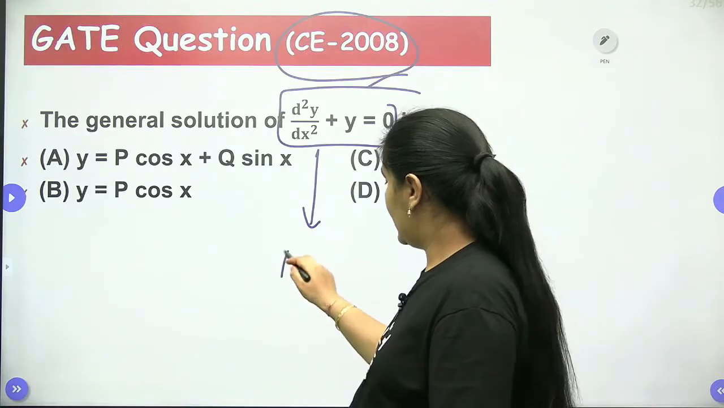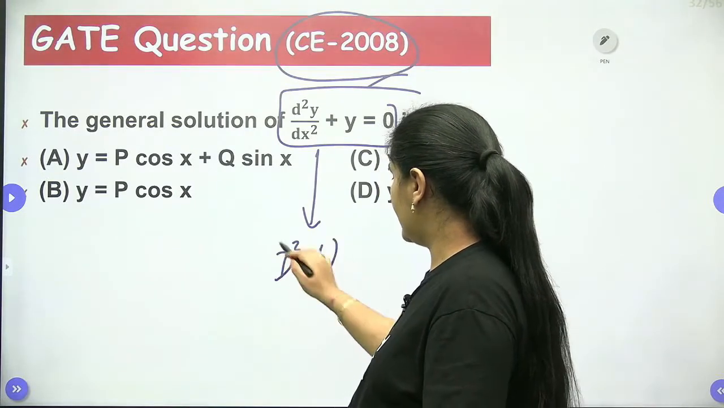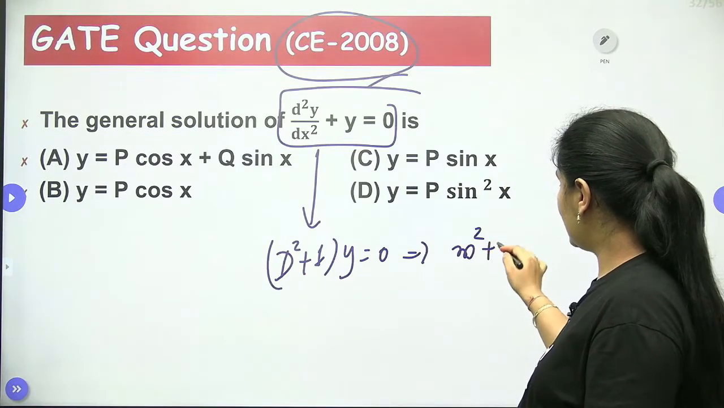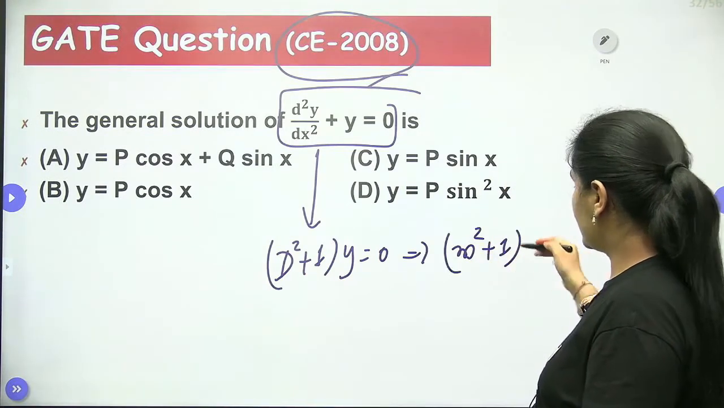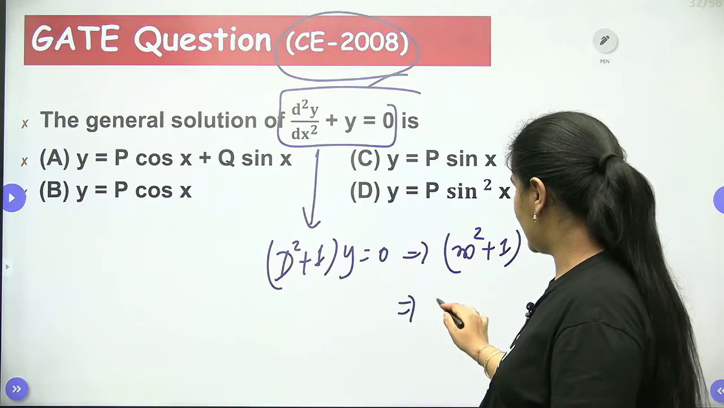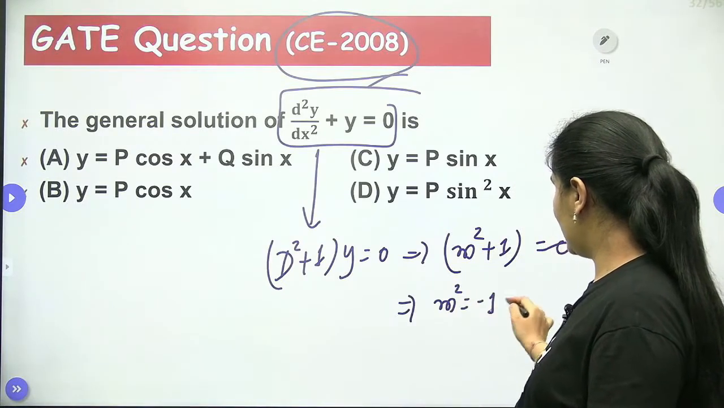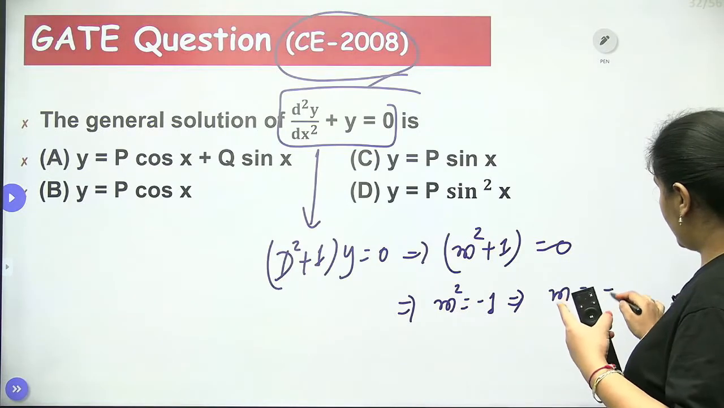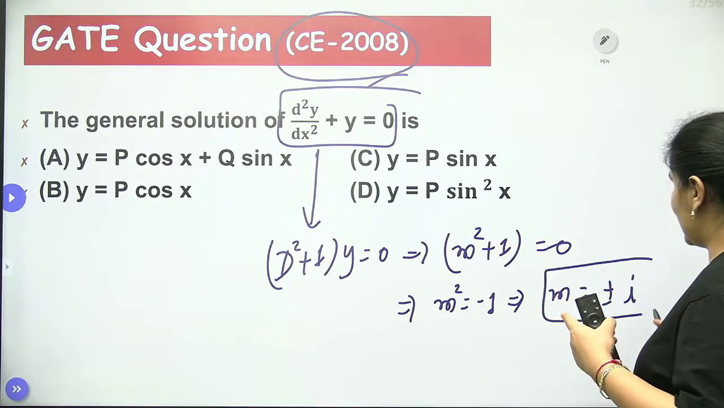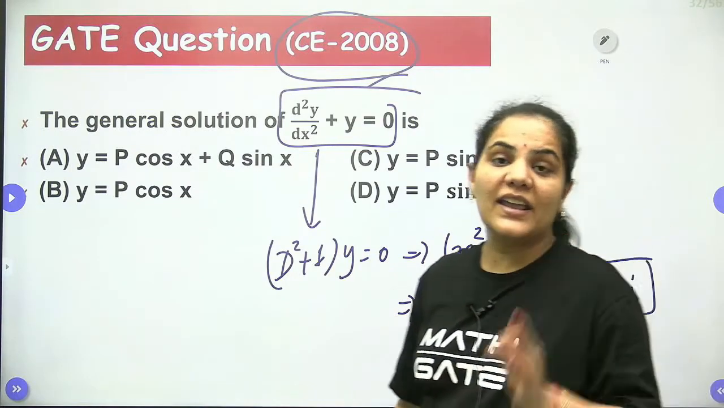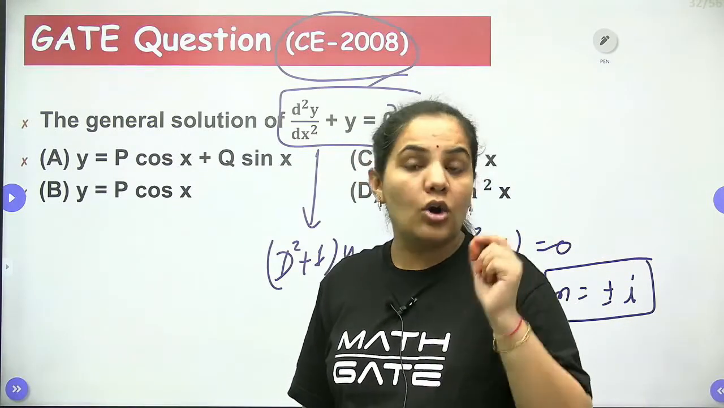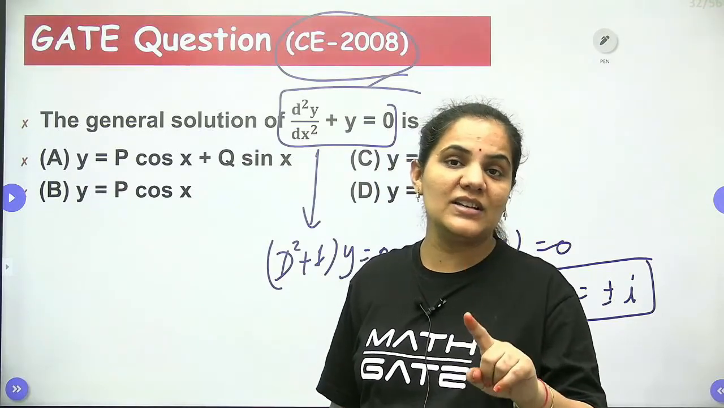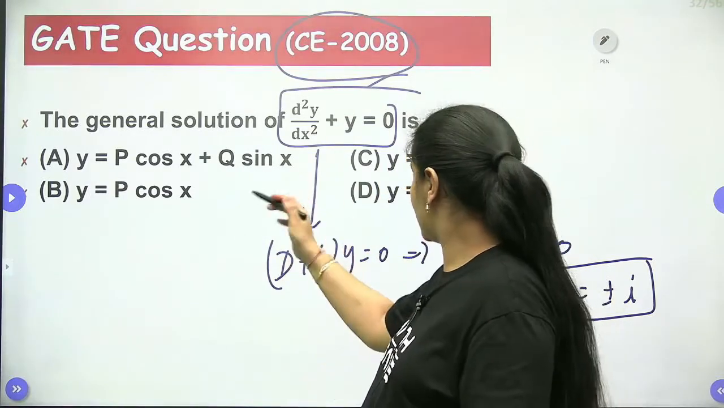So it can be written as d square plus 1 y is equal to 0. It can be written as m square plus 1 is equal to 0, which is the auxiliary equation. So m square equals minus 1. It can be m is equal to plus minus iota. It means again we have a complex root. Whenever we have a complex root, the answer will be in the form of cos and sine, right?